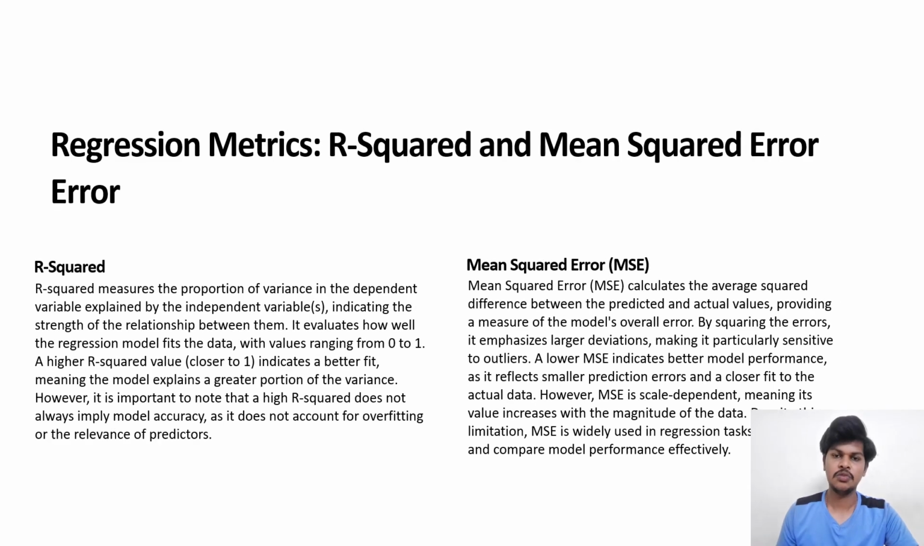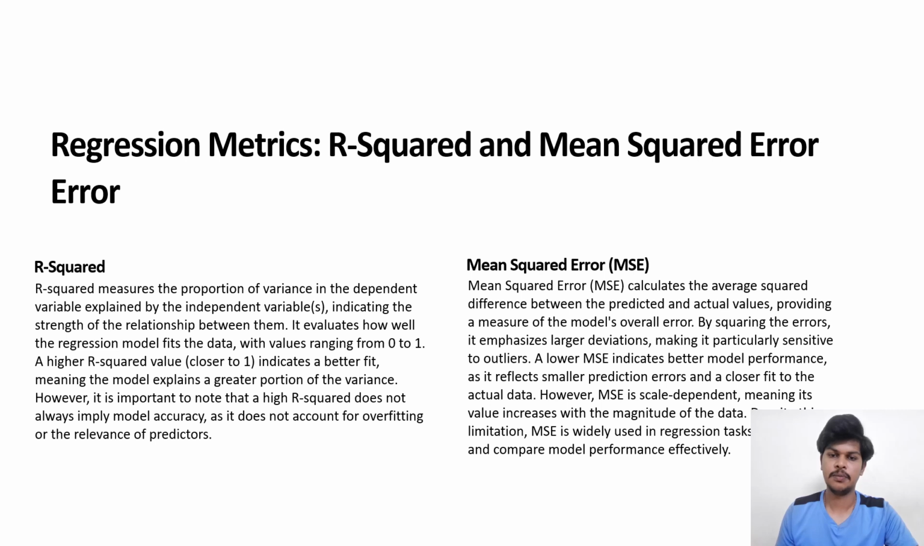Regression metrics, R-square and mean squared error. R-square measures the proportion of the variance in the dependent variable explained by the independent variable, indicating the strength of the relationship between them. It evaluates how well the regression model fits the data, with values ranging from 0 to 1. A higher R-square value indicates a better fit, meaning the model explains a greater portion of the variance. However, it is important to note that a high R-square doesn't always imply model accuracy, as it does not account for overfitting or the relevance of the predictors.